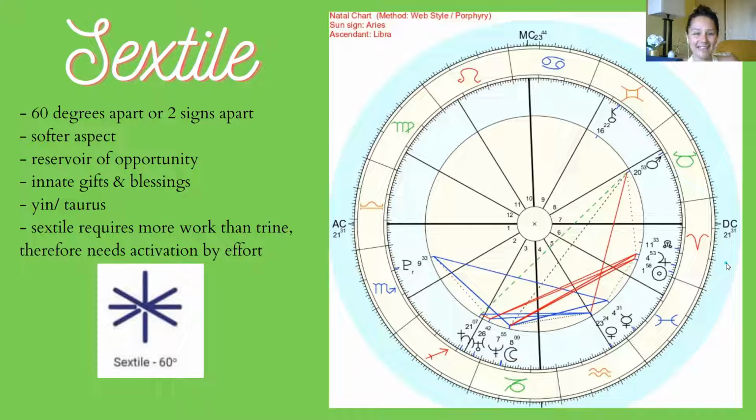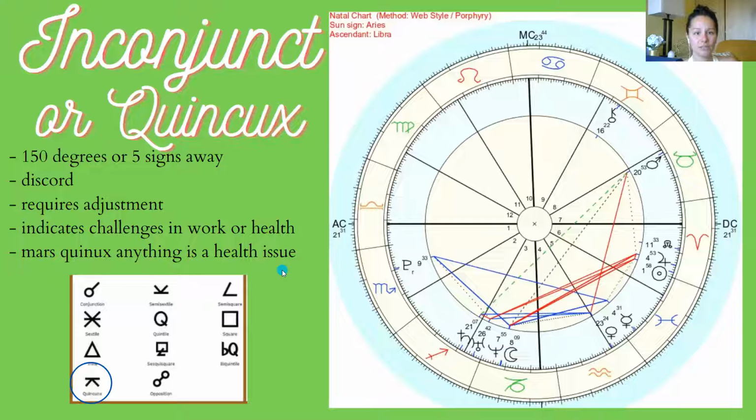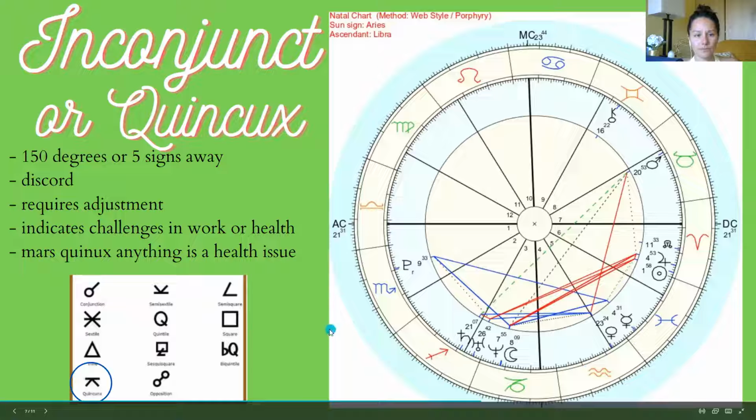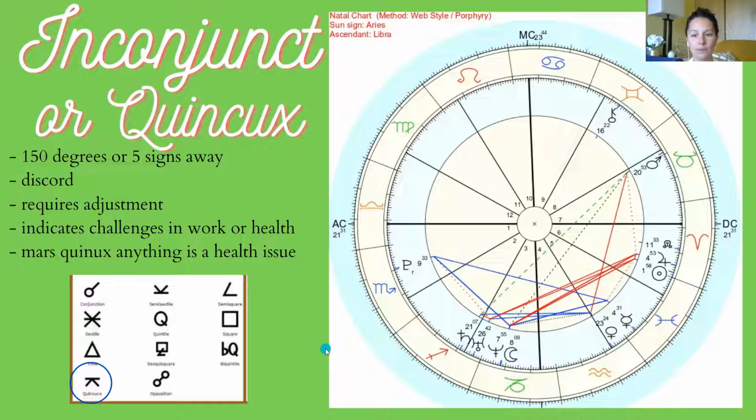So yeah, next is inconjunct or quincunx, which is 5 signs away or 150 degrees. And it's this symbol right here. If you're looking at another document where it just has the symbols, 1, 2, 3, 4, 5. It looks like this.